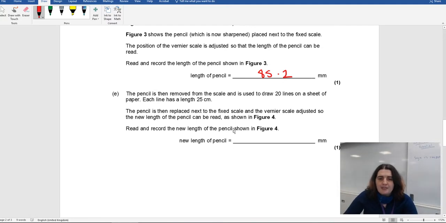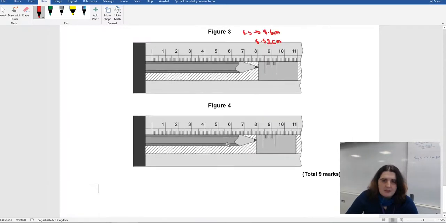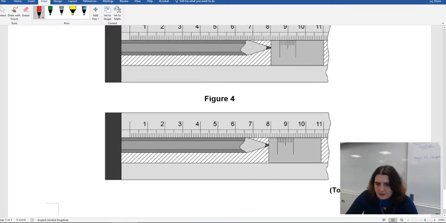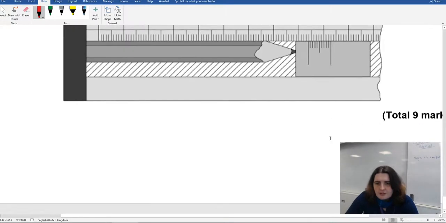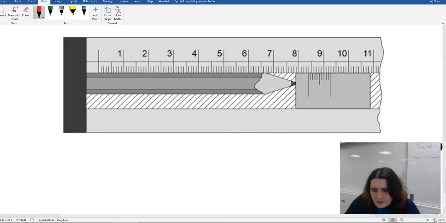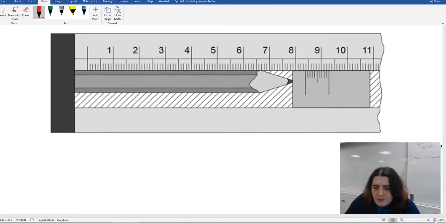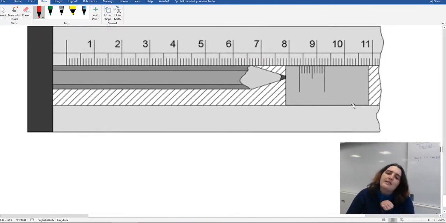The pencil's removed and now draws 20 lines on a sheet. Each line is 25 centimeters. What is the new length of the pencil? So I'm going to zoom in on this. I'm going to let you have a go. So you can pause the video and have a go. So I've got this one here. So zoom in. Oopsie. Okay. So you guys can have a bit of a go at this if you wish. So what is the new length of that pencil?